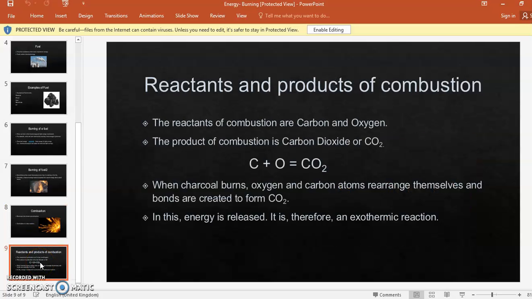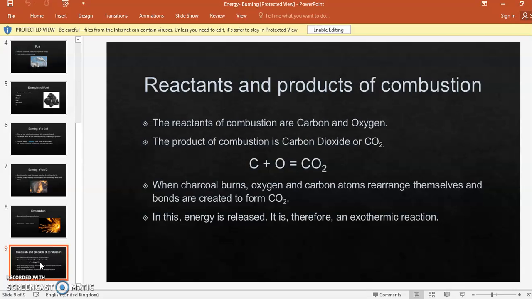Now, again we are going to revise the reactants and products of combustion. The reactants of combustion are carbon and oxygen. The product of combustion is carbon dioxide, or CO2. So, carbon plus oxygen gives carbon dioxide. When charcoal burns, oxygen and carbon atoms rearrange themselves and bonds are created to form carbon dioxide. In this, energy is released and it is therefore an example of an exothermic reaction.